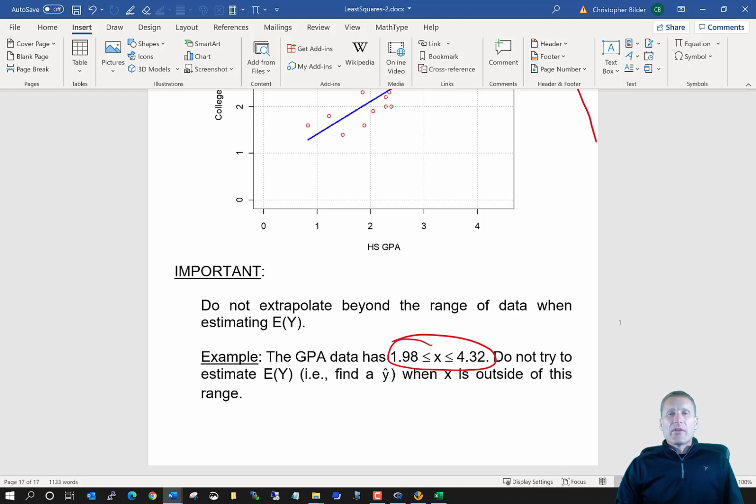Okay, so that's an introduction to the least squares method and how we can actually do these calculations in R to get beta hat 0 and beta hat 1.